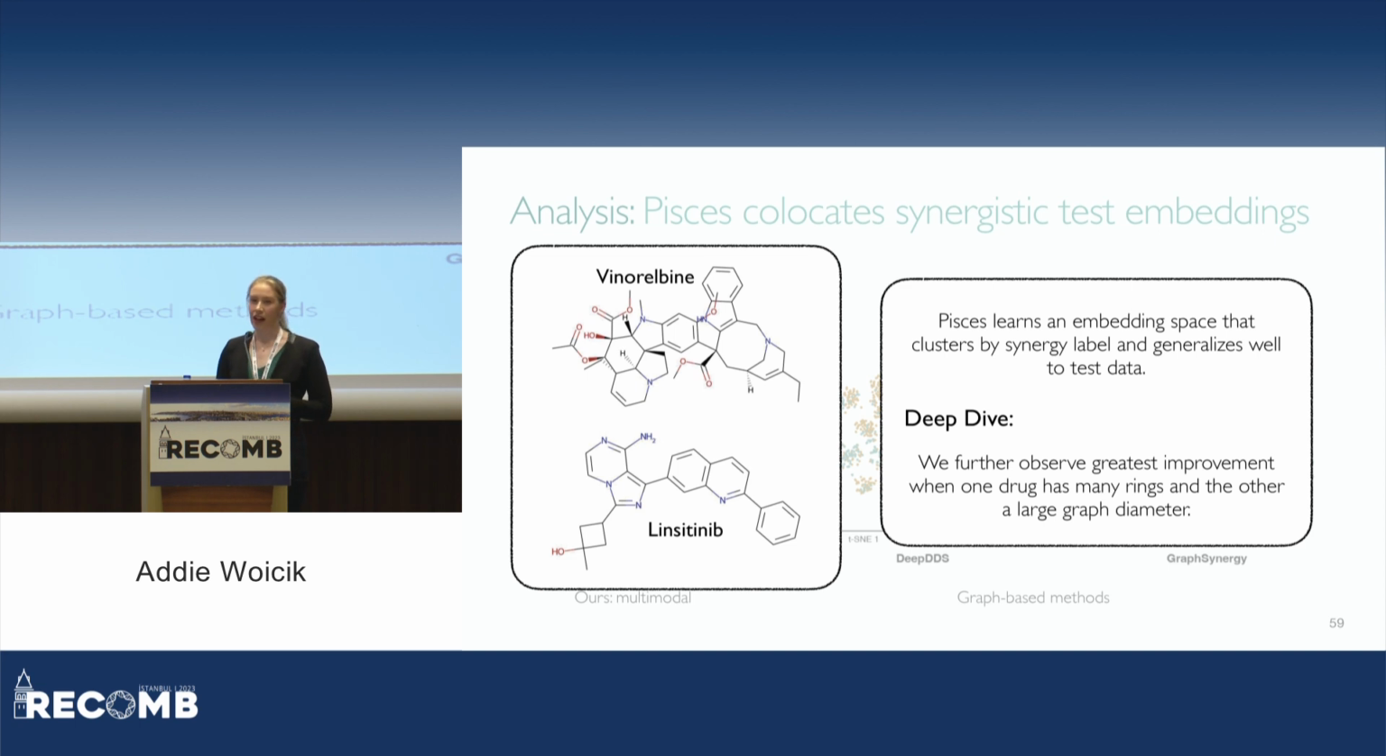Now, in addition to looking at test splits as a whole, we did a further analysis where we considered how individual drug combinations were performing. And what we found here was that Pisces had greatest improvement relative to the other methods when one drug in the combination had many ring structures and the other drug had a large molecular graph diameter. So as an example, we had an over 200% improvement in AUPRC for the combination of vinorelbine and lincitinib, where vinorelbine is shown on the top here, and we can see that it has many ring structures, and lincitinib has a molecular graph diameter of 31 and not as many ring structures.